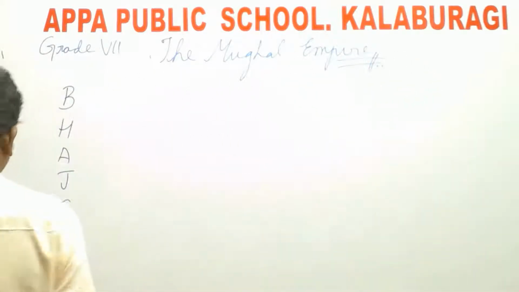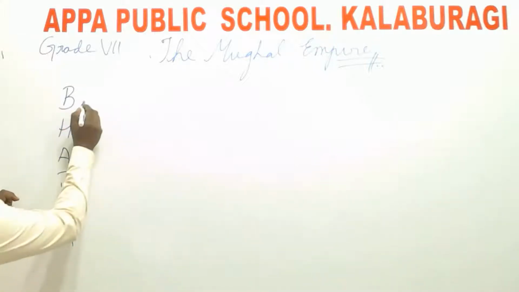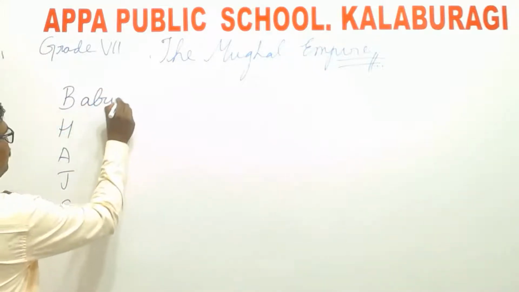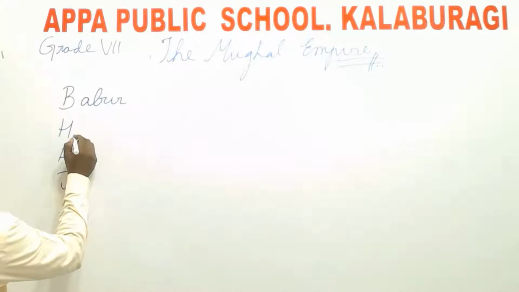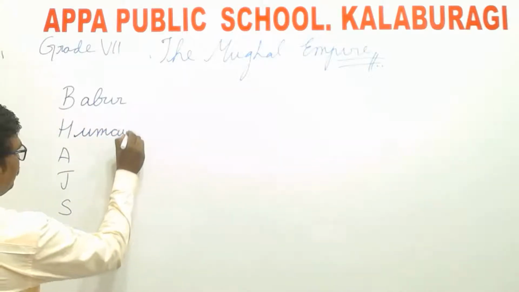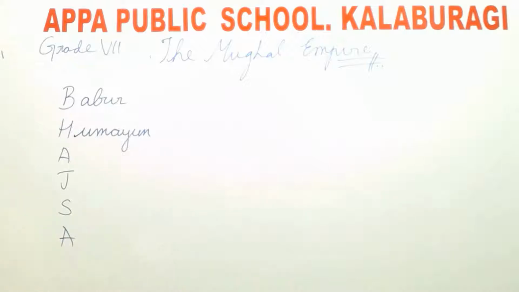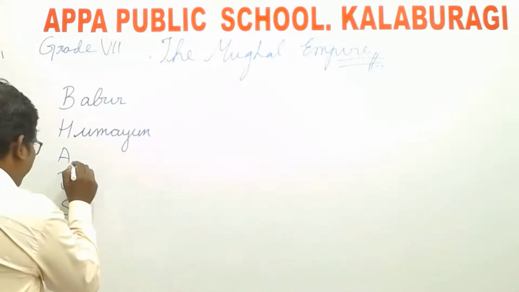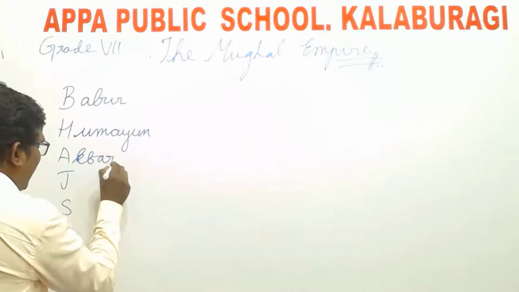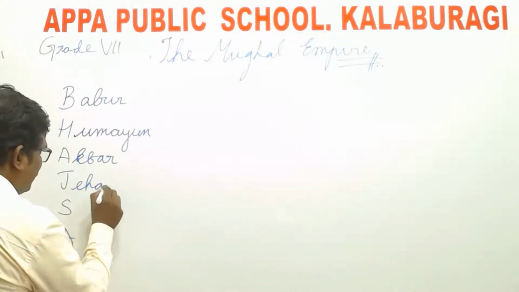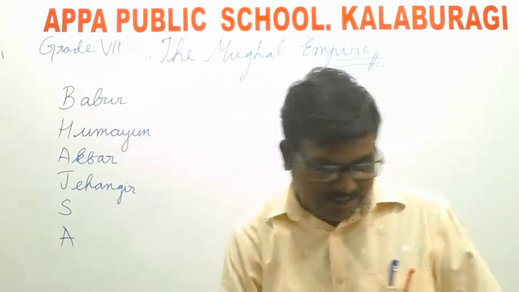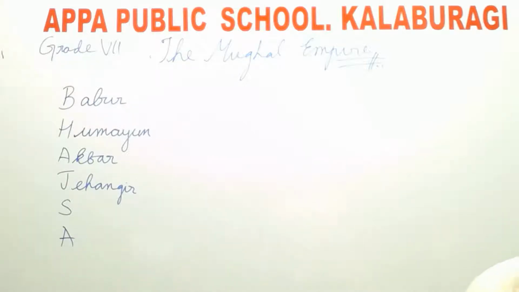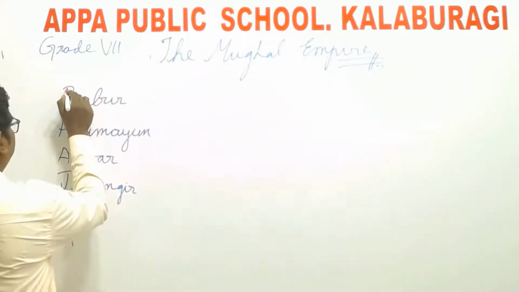So here, the very first one is Babur, Babar, the first, and he was succeeded by his son Humayun. Humayun was succeeded by his son Akbar, and then it is Jahangir, right? I hope this is a very easy method to remember the Mughal emperors, right?